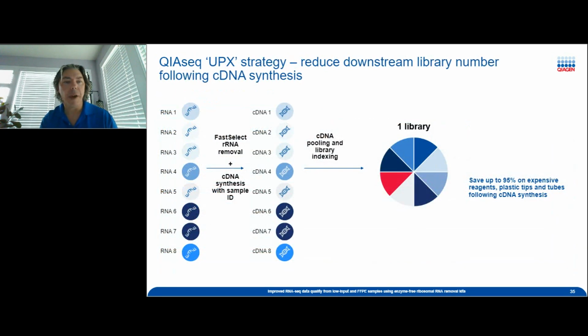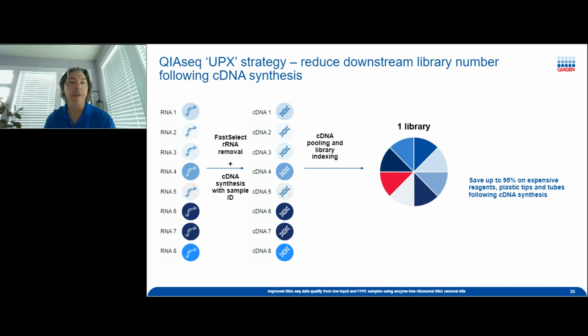And this is just an idea around the cDNA pooling. If you've run into situations where you want to have higher throughput without going through and adding automation to your lab, or you're just interested in saving plastics and downstream reagents, as we go through and do this cDNA pooling, we're able to incorporate in the FastSelect ribosomal RNA removal.